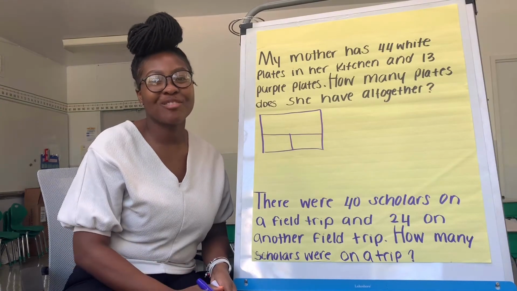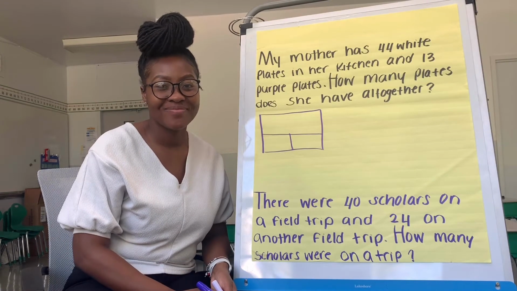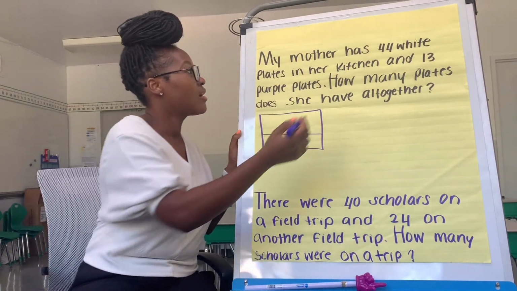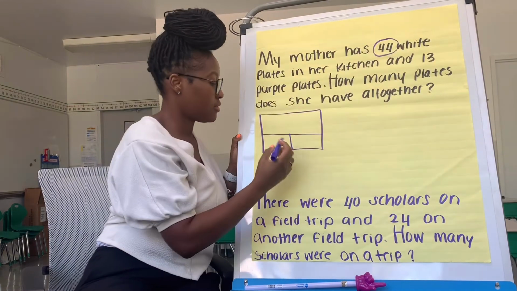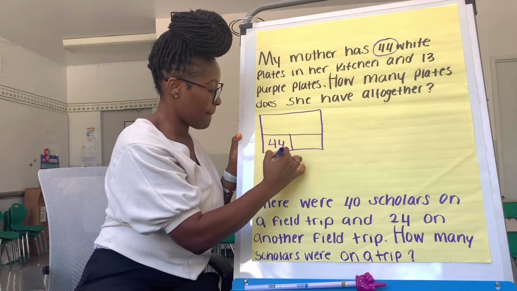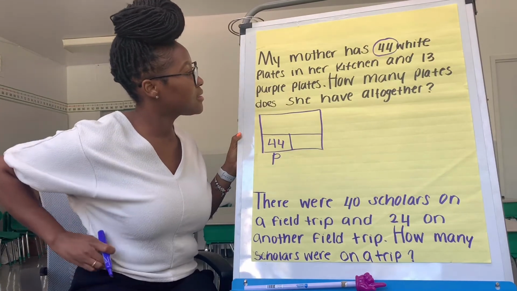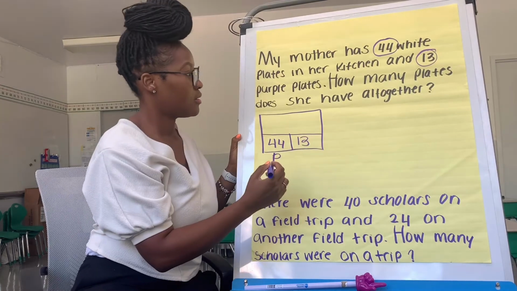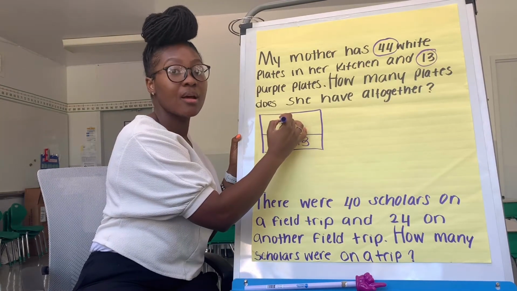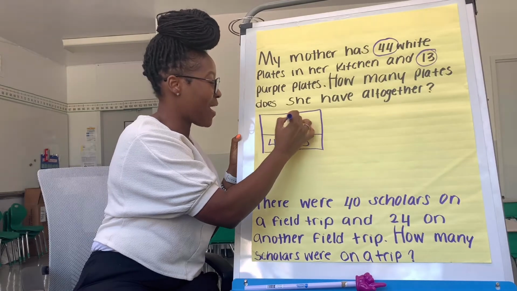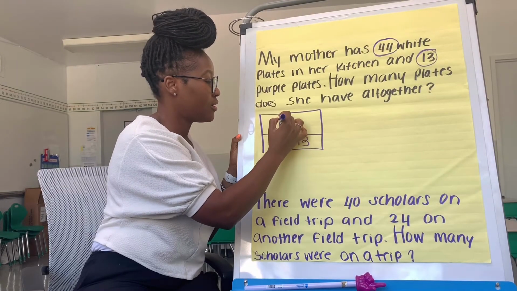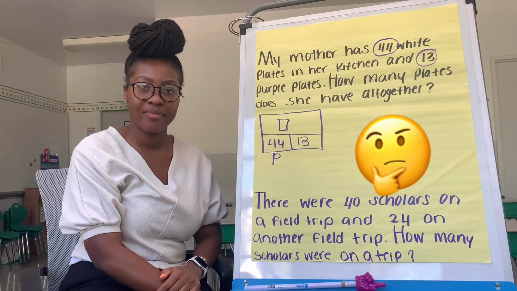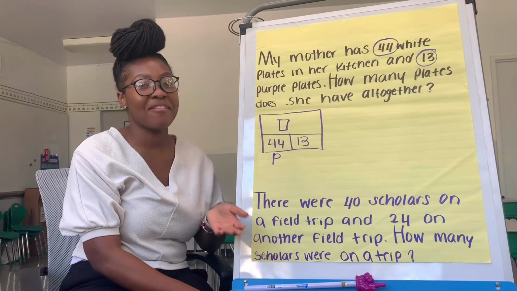We're back. How did you represent and why? Okay, I hear 44 part and 13 part. What else? Yes, a box to represent the unknown. And what is the unknown in this story problem? Yes, how many plates does my mother have all together?